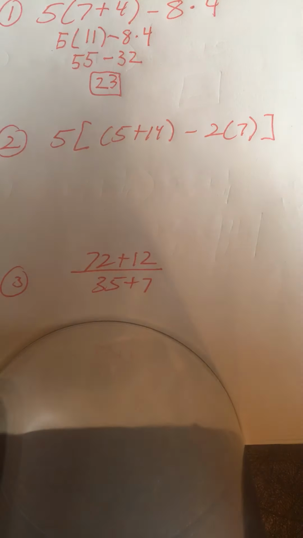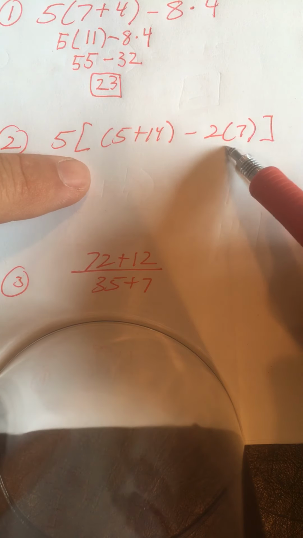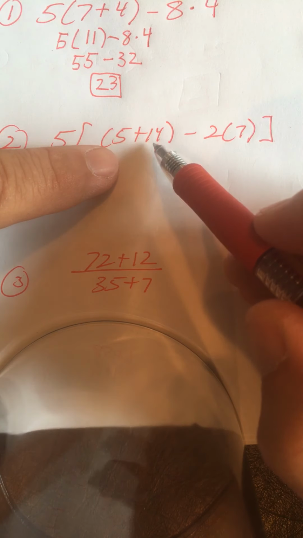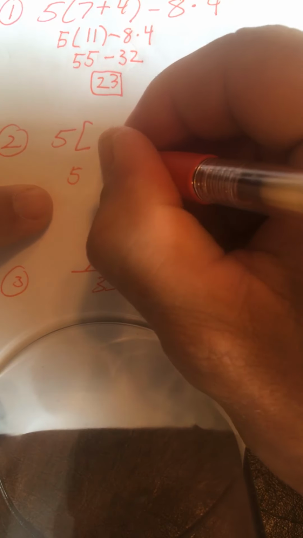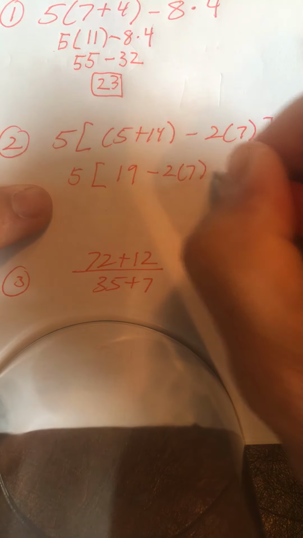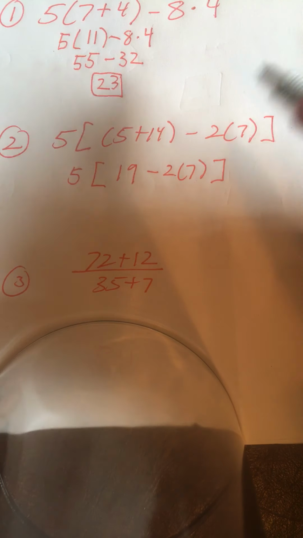So here's an example where we have some brackets. So we're going to go inside the brackets, and then we have a couple sets of parentheses. Well, here there's nothing really to do. We just have a number. But in here, it is telling us to do something. We're going to take 5 and add 14, which is 19. So I'm going to bring that down. I have 19 minus 2 times 7. And I'm going to keep my brackets since I still have parentheses here.